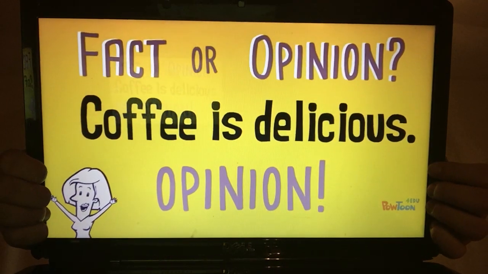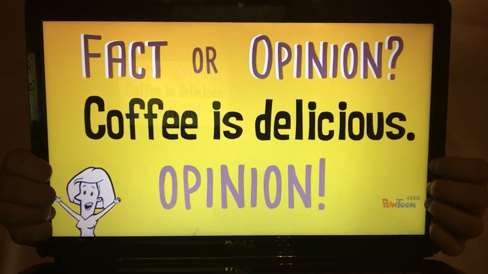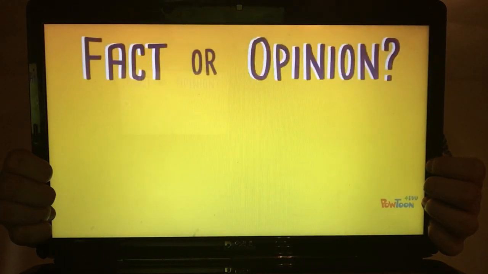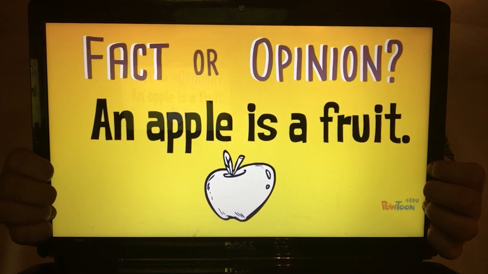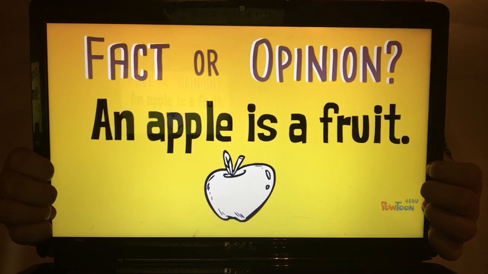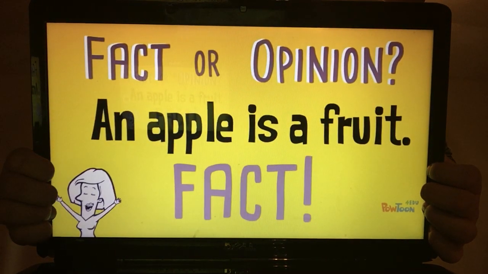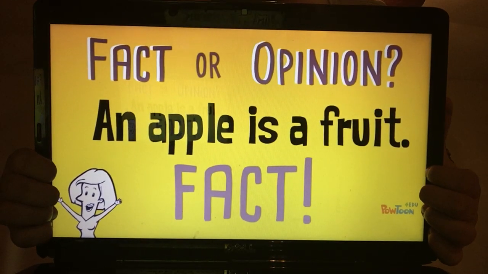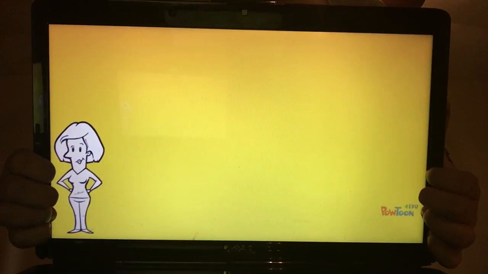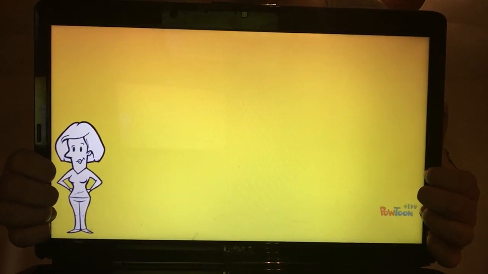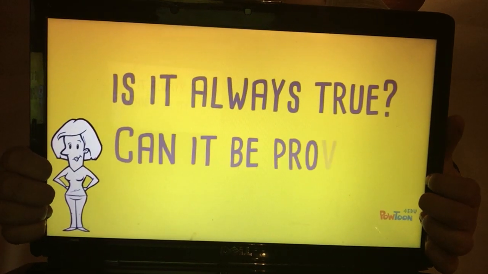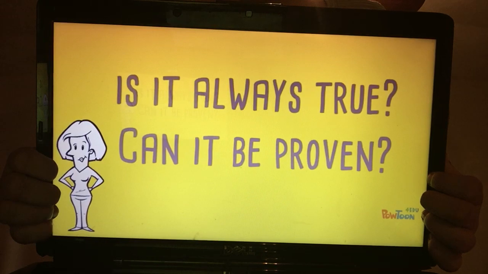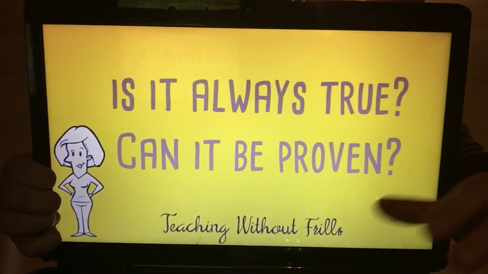You're right, that's an opinion, because someone could say, ew, coffee isn't delicious. Fact or opinion? An apple is a fruit. You're right, it's a fact. An apple is a fruit. That is always true. So remember, if you're trying to figure out whether something is a fact or not, you can ask yourself, is it always true? Can it be proven? And if the answer is yes, then you found a fact.